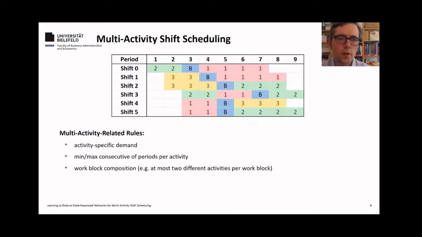In this talk, we focus on so-called multi-activity shift scheduling problems. In this kind of problems, there are different types of demand, that is different types of activities which need to be covered. These activities have their own sets of rules. For example, there may be a minimum and a maximum number of consecutive periods per activity, and the composition of work blocks from activities may also be constrained.